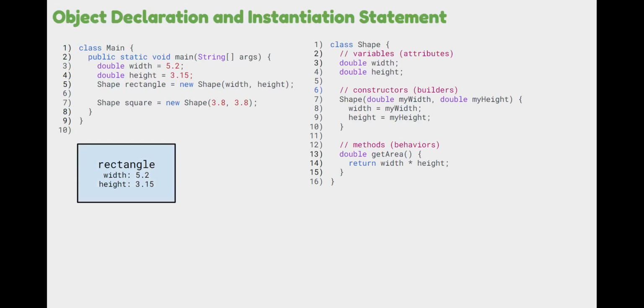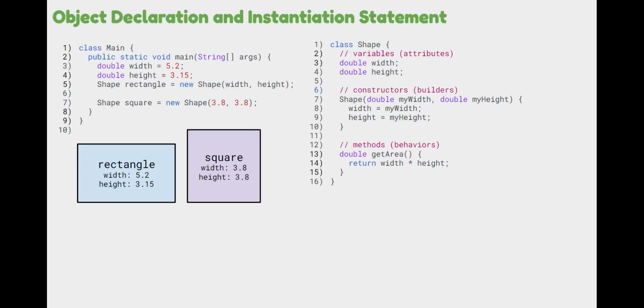On line 7, you see another object declaration and instantiation statement. Again, it is of type shape. We are naming this one square. We're going to use our keyword new to request some space in memory. And we are going to call that same constructor as before. This time we're going to pass in some literal values instead of some variables, and then we will construct that object as well.